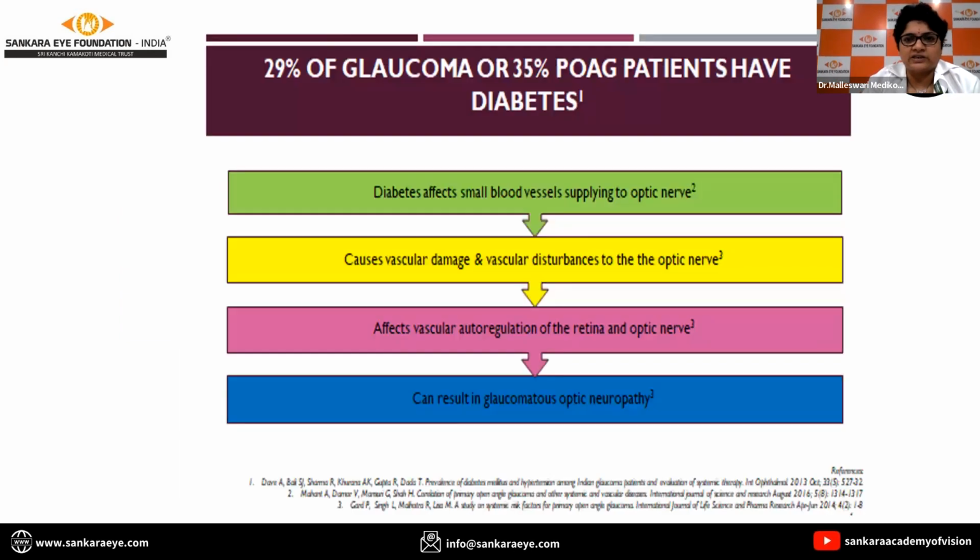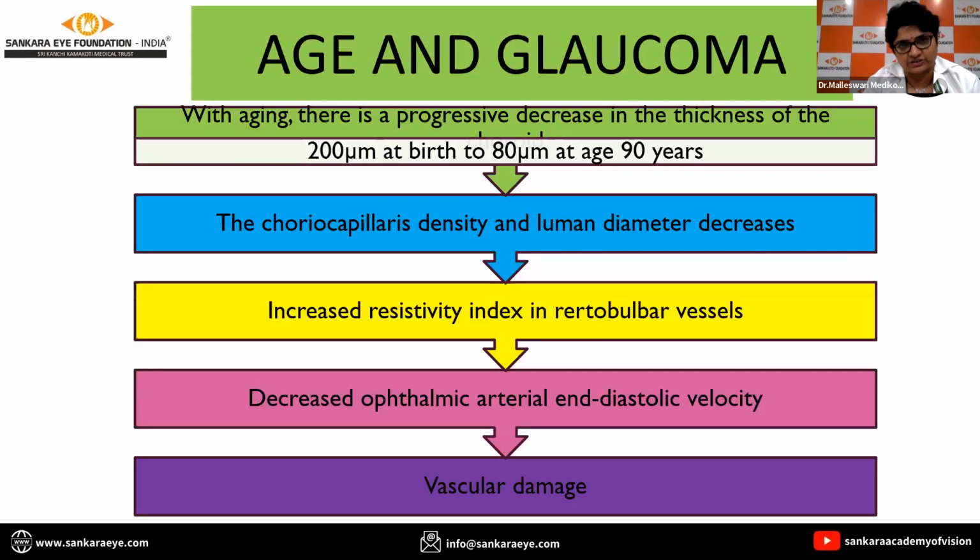So the next one is diabetes. Again, it's a microangiopathy, so it causes vascular dysregulation and optic neuropathy. If the diabetes is not under good control, it can lead to proliferative diabetic retinopathy and finally lead to neovascular glaucoma. Again, it is a painful condition.